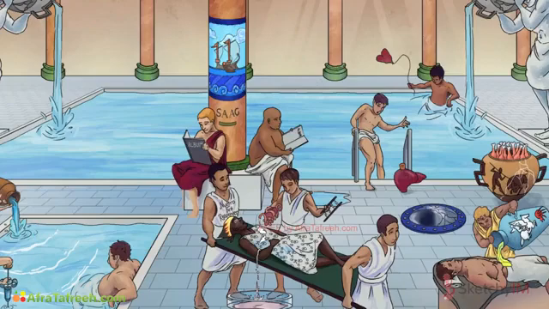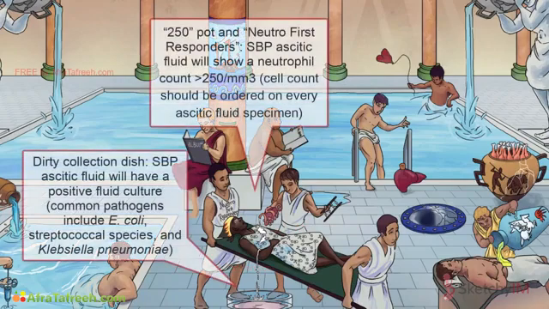performed to evaluate for infection. In fact, cell count should be ordered on every ascitic fluid specimen, even if you're just performing a therapeutic paracentesis and draining that tense abdomen, for example. The diagnostic criteria for SBP includes a positive ascites fluid culture and neutrophil count of greater than 250 per milliliter.